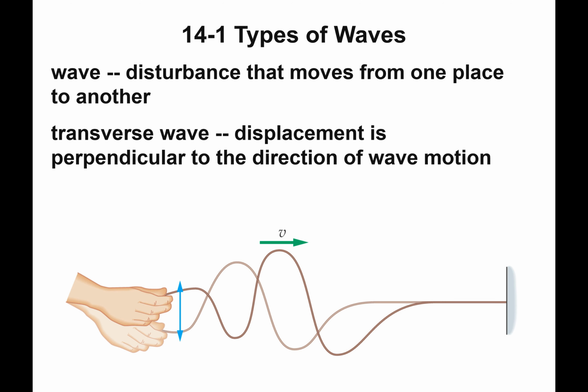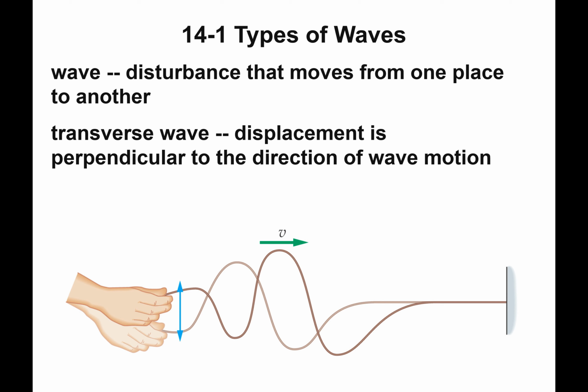Okay, we're going to look at the two different kinds of waves, and a wave is energy that is moving from one place to another. So for example, energy travels through water, but water doesn't actually move from one place to the other. The two different kinds of waves that we're going to look at, one is a transverse wave, and in a transverse wave, the displacement is perpendicular to the direction of the wave motion.